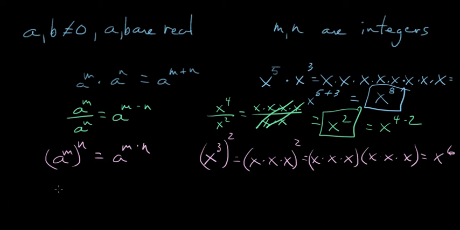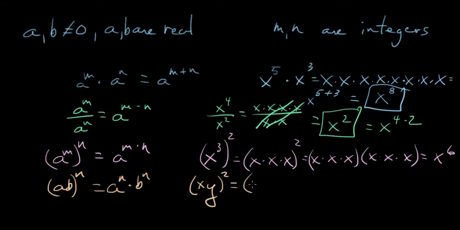Another one, we're talking about the power of products. A times B raised to the n power equals a to the n times b to the n. For example, x y to the second power. Okay, that's x times y times x times y, isn't it? How many x's do you have? 2. How many y's do you have? 2. X squared, y squared, like we said.